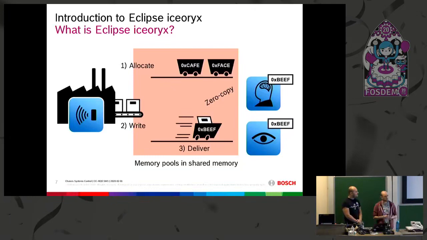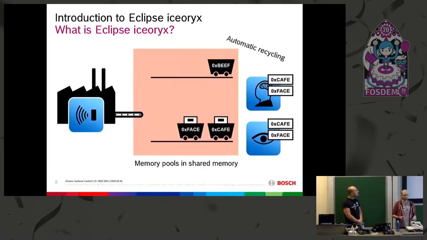And at the beginning, the publisher requests ownership of such a wagon from the middleware. Then in the second step, the data package is written into this wagon. And in the third step, we deliver this pointer to the subscribers. And this is what we call true zero copy, because data is only written once and never copied.